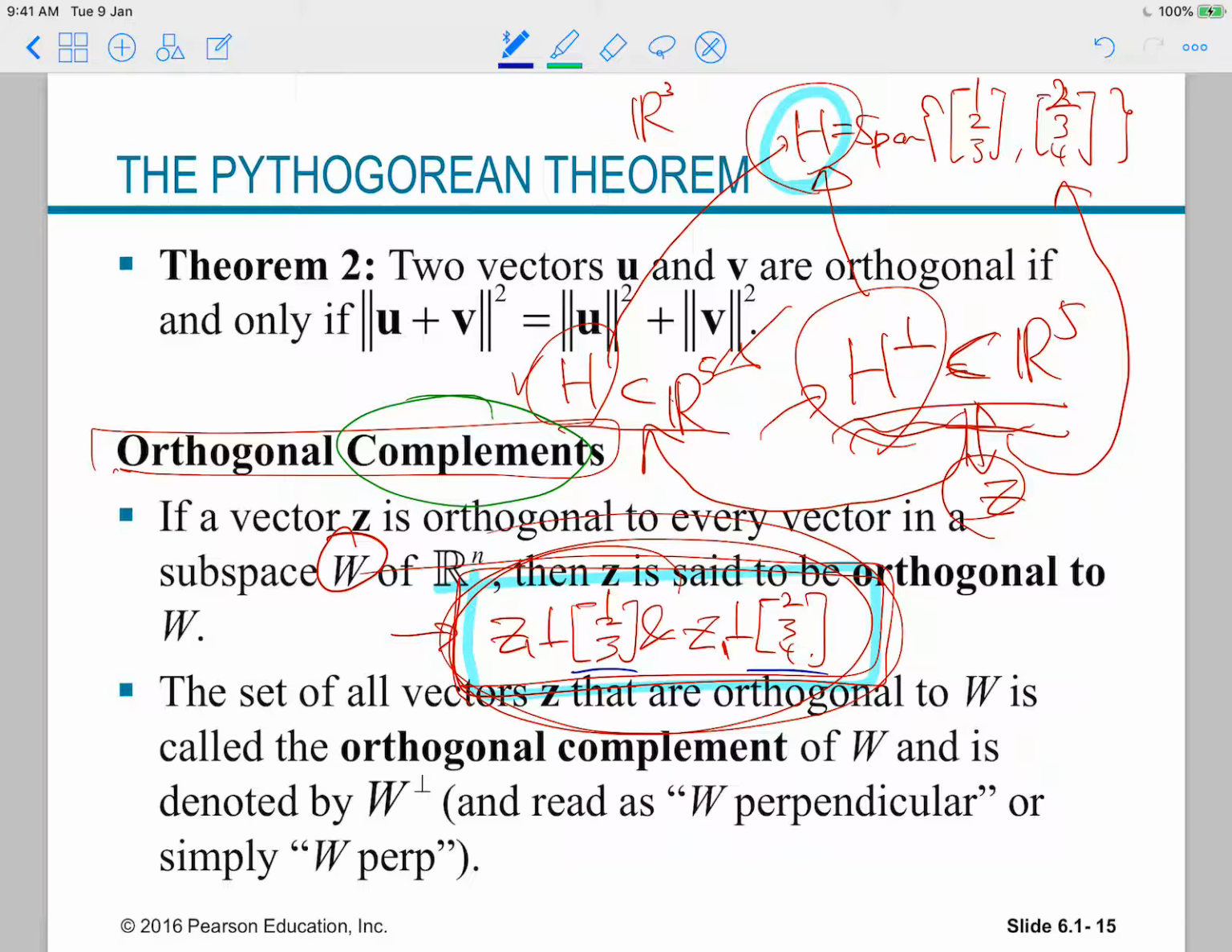And then we also briefly discussed why we call it the orthogonal complement. So complement in Korean, we said it's like 여집합.